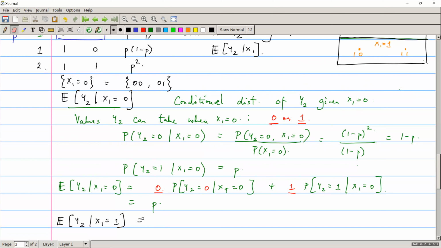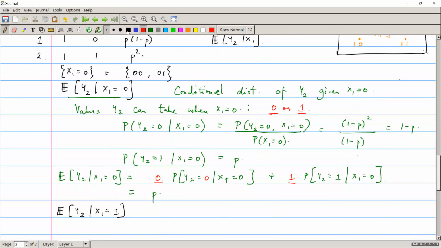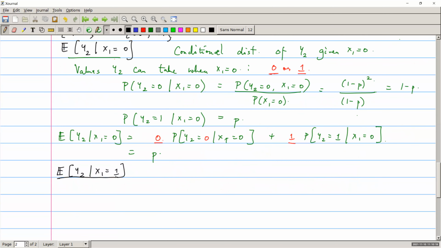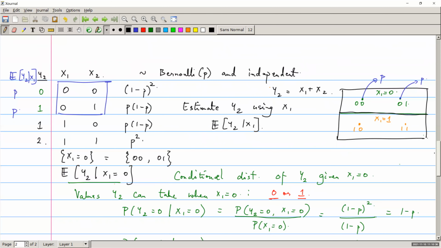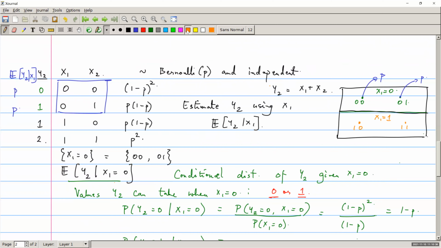Thank you. So let's do this again then. Let's do this fully. We are going to look at the conditional distribution of y2 given x1 equals 1. What are the values y2 can take when x1 equals 1? Right, so when x1 equals 1, what are the values that y2 can take? You take 1 or 2. 1 or 2?